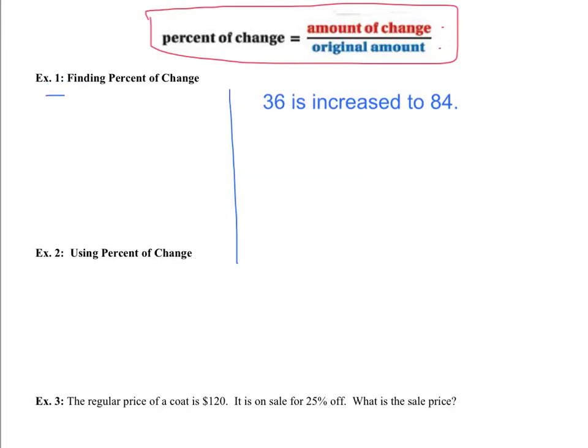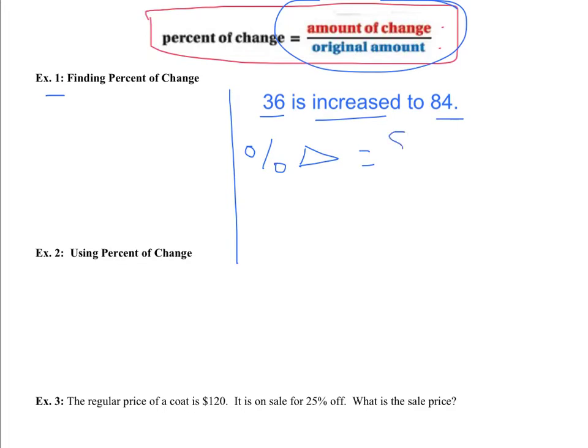Still under example 1, on the right side of your page, we're going to do another problem where 36 is increased to 84. So this time the price is going up. Using the same formula given at the top of your page, I'm going to take the percent of change. So I'm going to subtract my numbers. I want that to be a positive number.